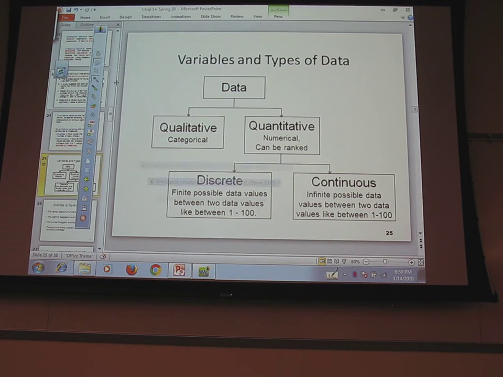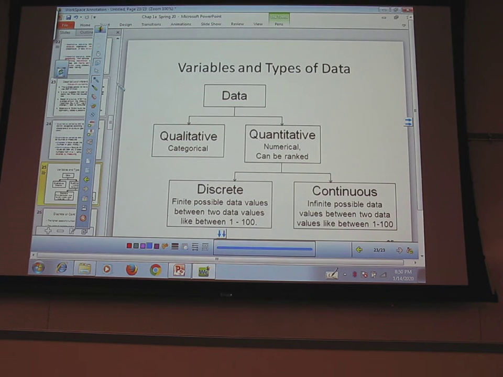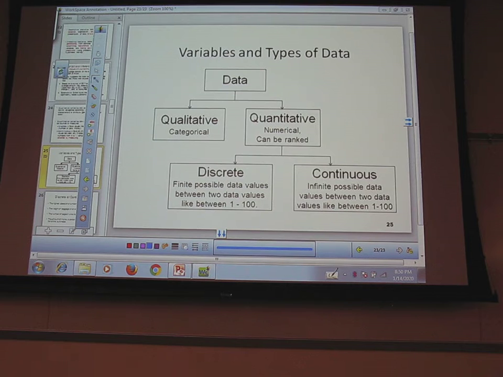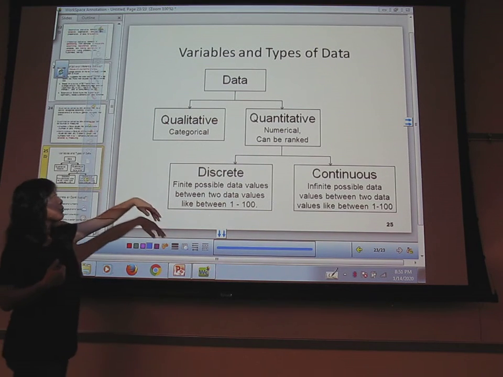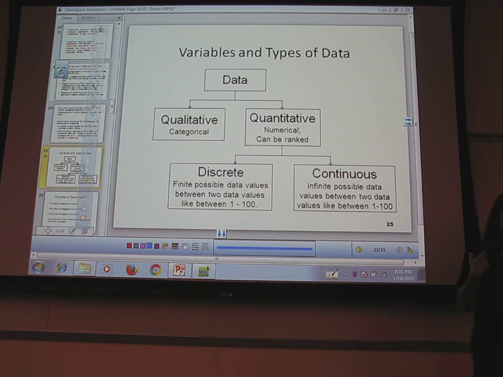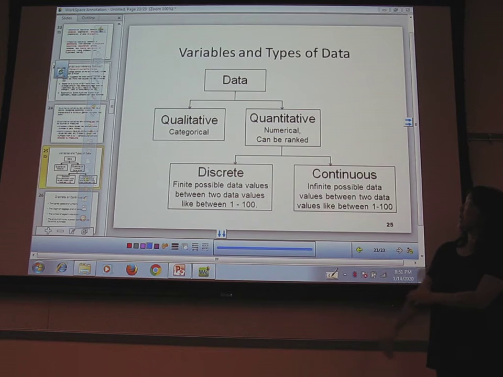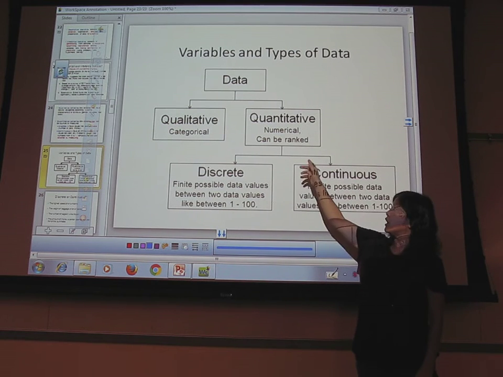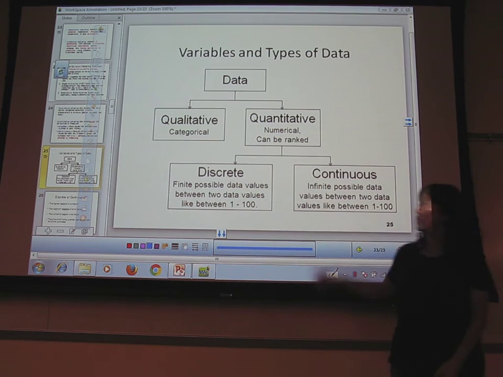So again, we're going to talk about the types of variables. Data can either be qualitative, labels, categorical, or quantitative, numerical value. And then within quantitative, it can either be discrete or continuous.